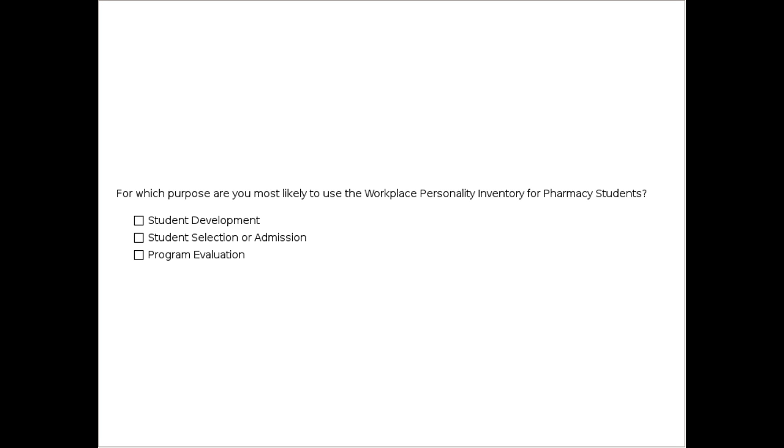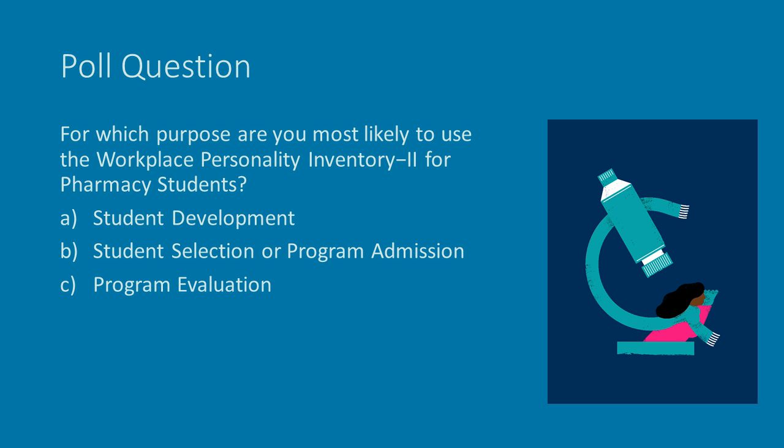So those were just three quick use cases. And I did have a poll question in here. It looks like we're going to be a little bit short on time, so just chat at me. It'll give you a chance to interact a little bit. I gave you three use cases: student development, program admission or student selection, or program evaluation. Use your chat box and help me understand what seems to be the most likely use for you with the workplace personality inventory. That will give me a better field to go on.